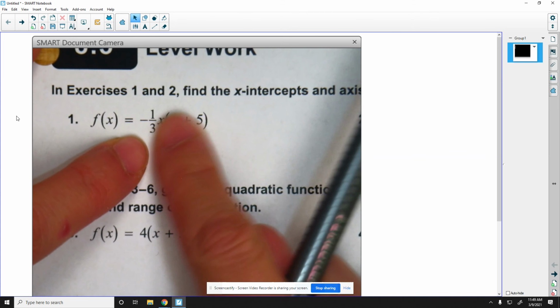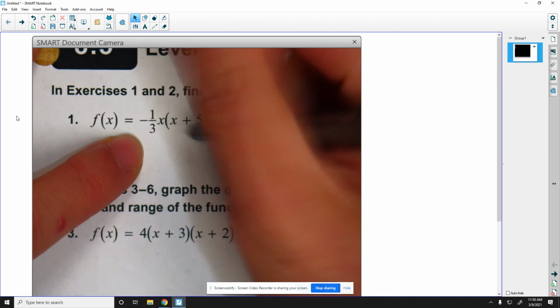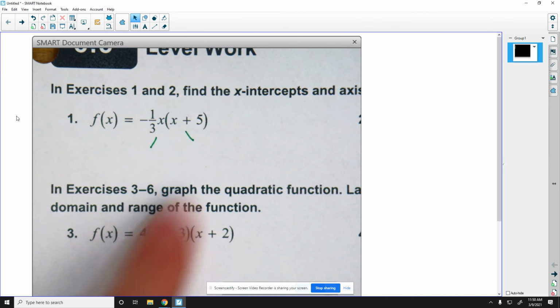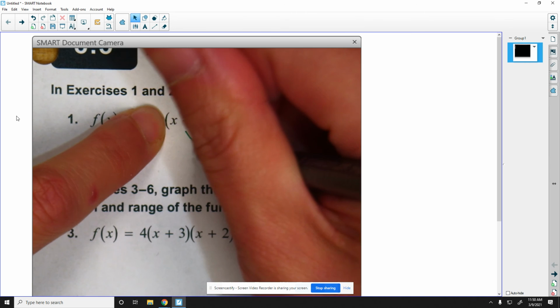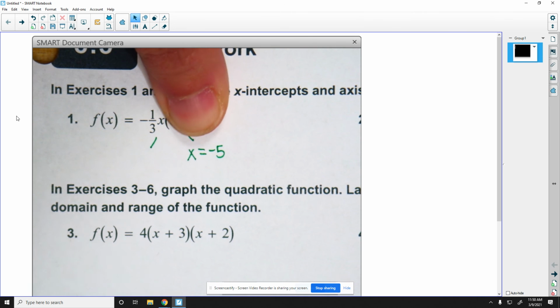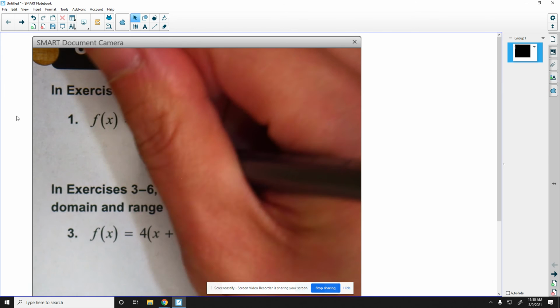Let's find the zeros. It's already factored. So all I have to do is set them equal to 0, okay? So if I set them equal to 0, this one is easy. What does x equal here? -5. This one, I feel like you're going to overcomplicate it. It's not 1/3. What does x equal? X equals 0. X just equals 0.